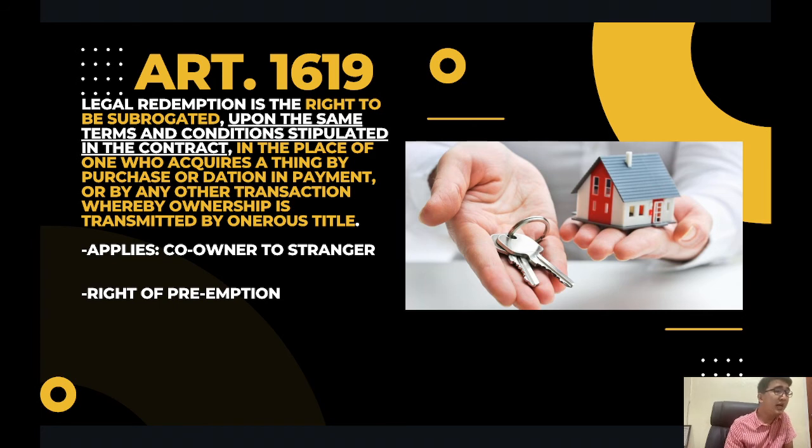This right of redemption or legal redemption is similar to the right of preemption. The difference is that in the right of redemption, a co-owner sells his share to a stranger or third party. In a right of preemption, before it is sold, you can exercise your right. So, the time period is what is considered. With regards to legal redemption, you exercise your right after the sale. When it comes to the right of preemption, you exercise your right before the sale. Preempt.